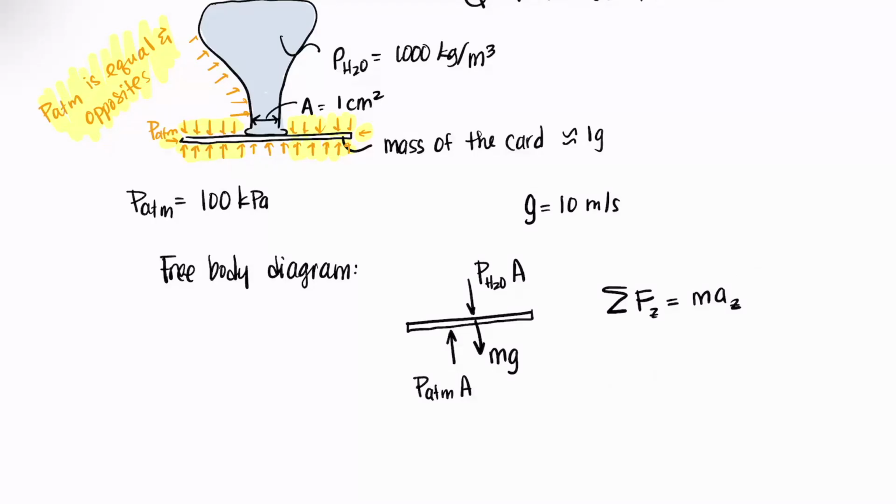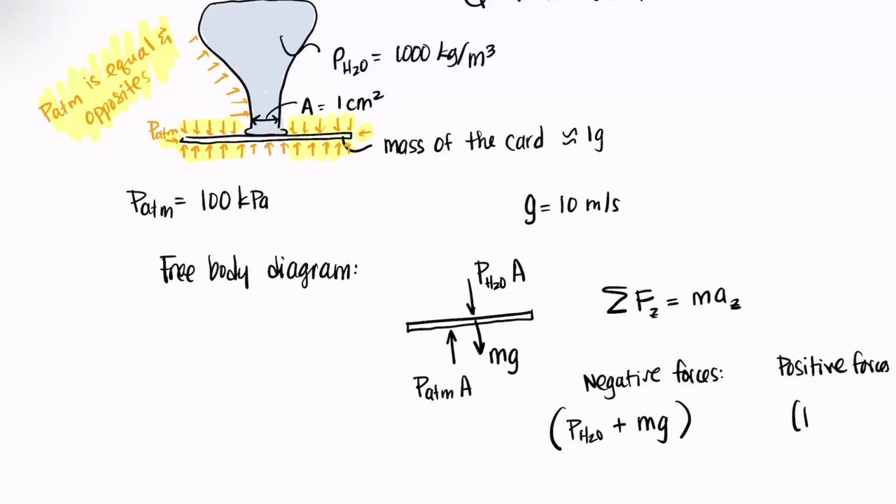So we have our negative forces, and then we have positive forces, right? Our negative forces are pH2O A plus M times G, right? That quantity is our force pointing down. And then our force pointing up is P atmosphere times A, right? So these are our negative ones. These are our positive ones.